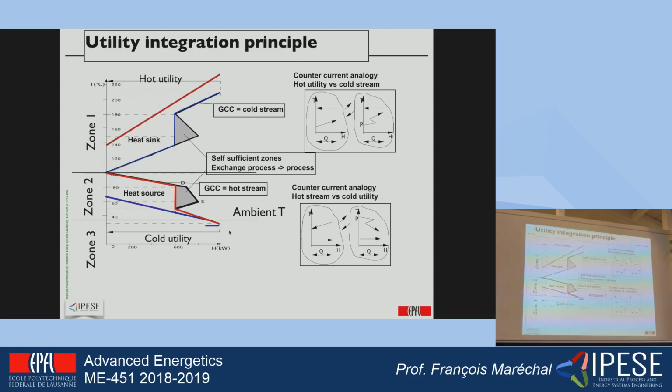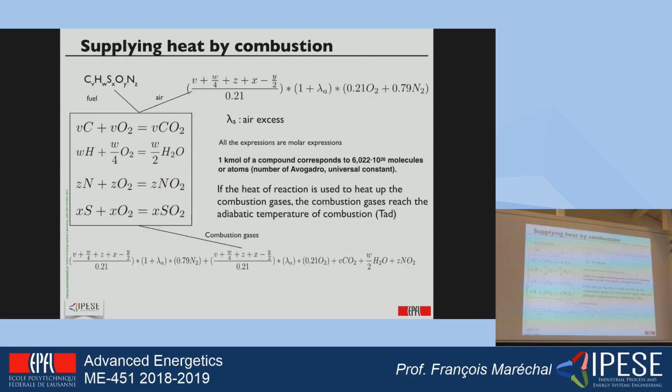So let's look at which kind of hot and cold utility I can use. If you have to supply heat to a process, what is the energy resource that you are going to buy? Natural gas, or oil, or coal. I would say natural gas is the best one, but if I have to do combustion, I have to look at the combustion.